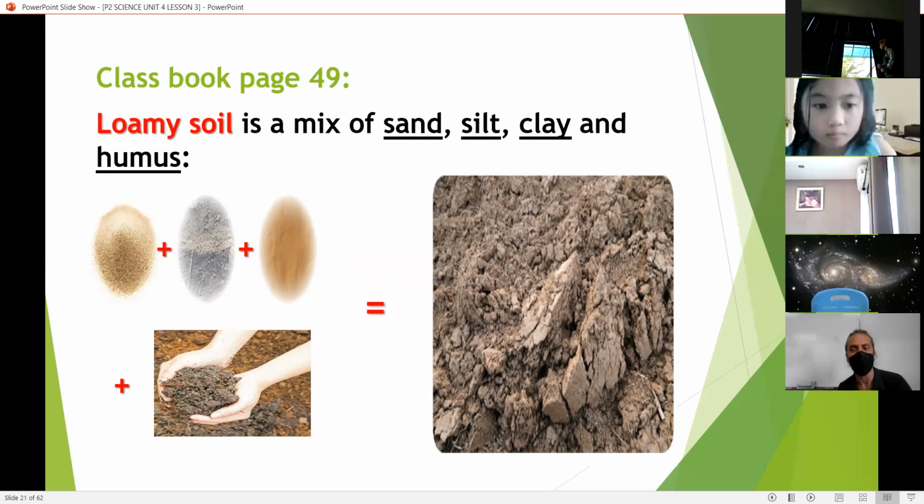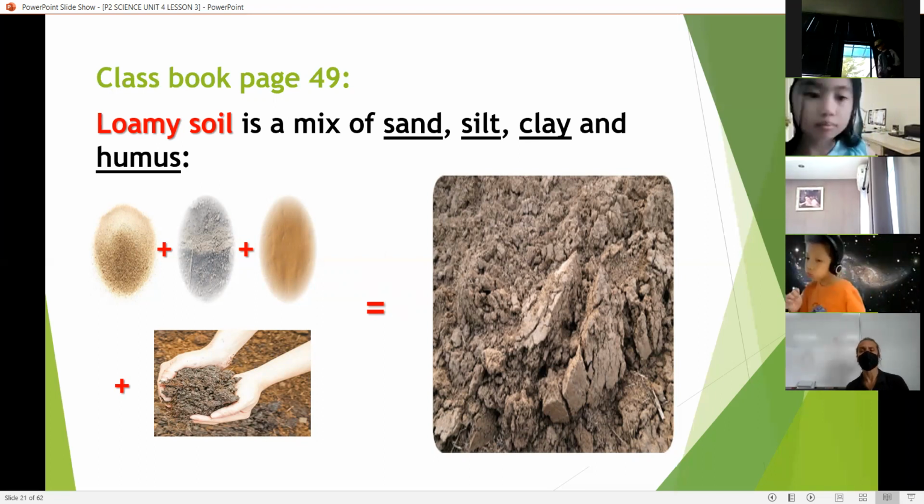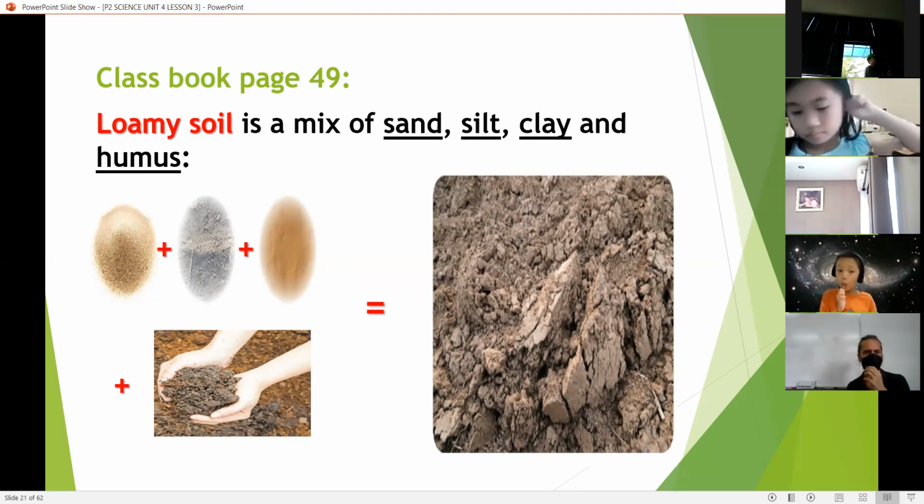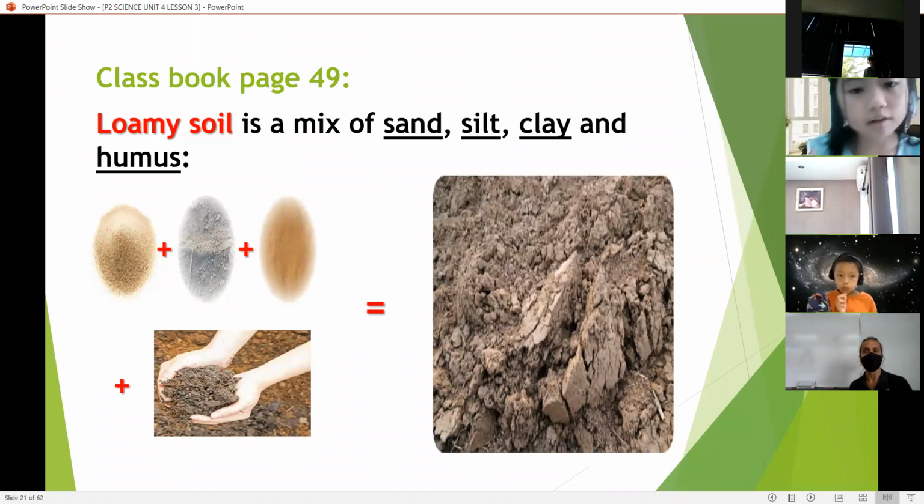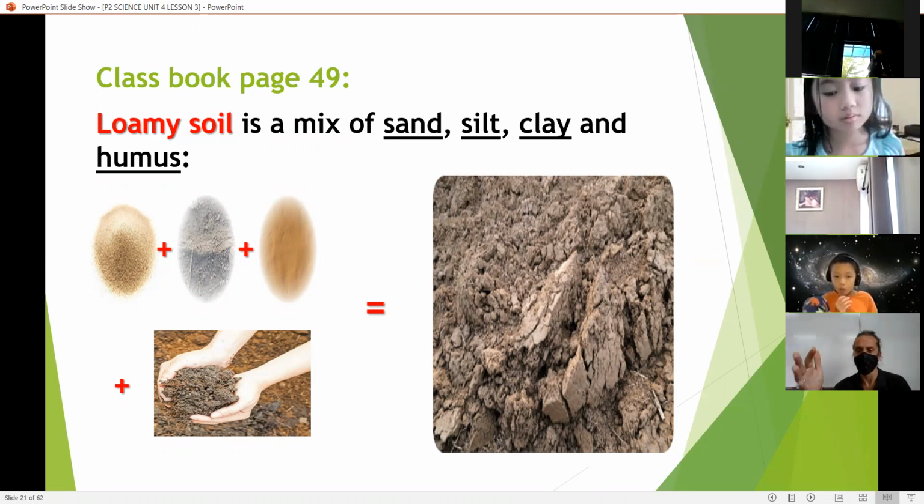So loamy soil is a mix of sand, silt, clay, and humus, or humus if you prefer. Up to you.